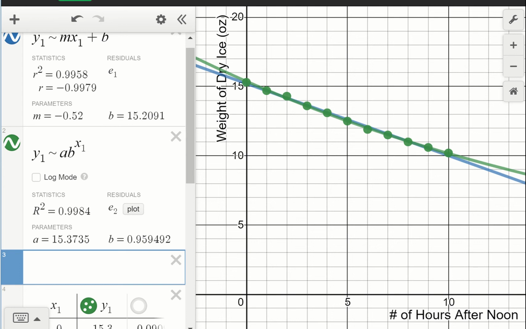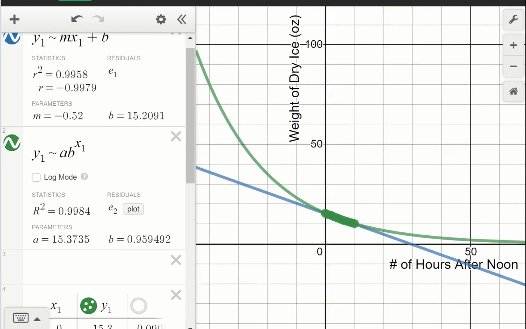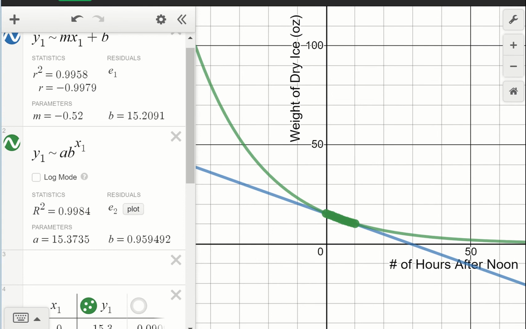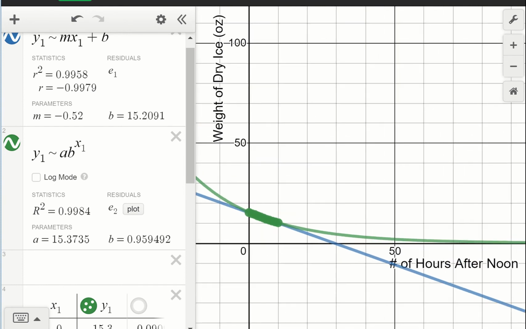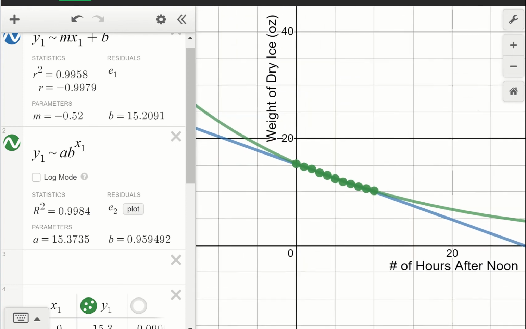And when I press enter, you can see it's got a new curve that it's giving me. And if you scroll out more, you can see that the behavior past those hours looks very different. It makes sense that you're never going to have negative dry ice. So I like this model because it does show that this becomes an asymptote with the x-axis, meaning it just approaches it more and more. Of course, the dry ice is going to be gone. The CO2 will evaporate, but this model does a much better job of fitting it.